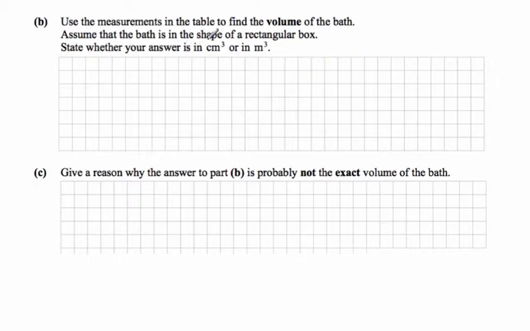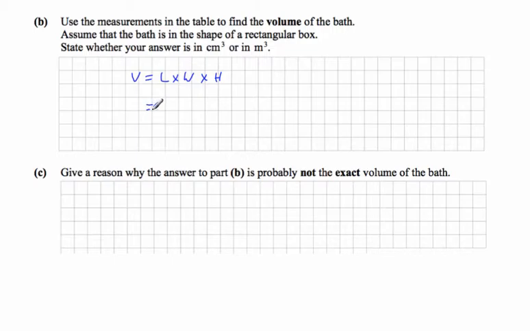Part B says use the measurements in the table to find the volume of the bath. Assume that the bath is in the shape of a rectangular box. State whether your answer is in centimetres cubed or in metres cubed. Okay, well, the volume of a rectangular box, that's a cuboid. So the volume of a cuboid is the length by the width by the height, or the depth if you want to call it, but length by width by height.